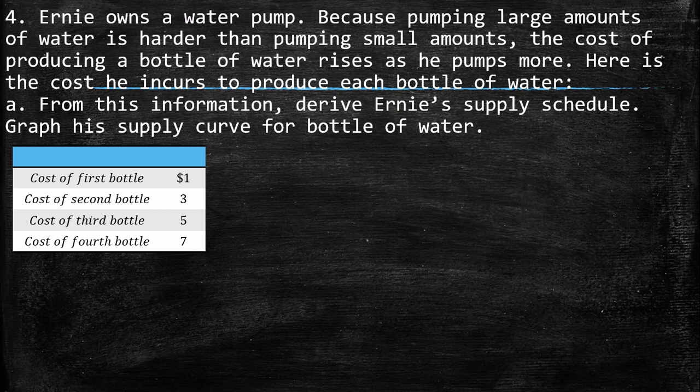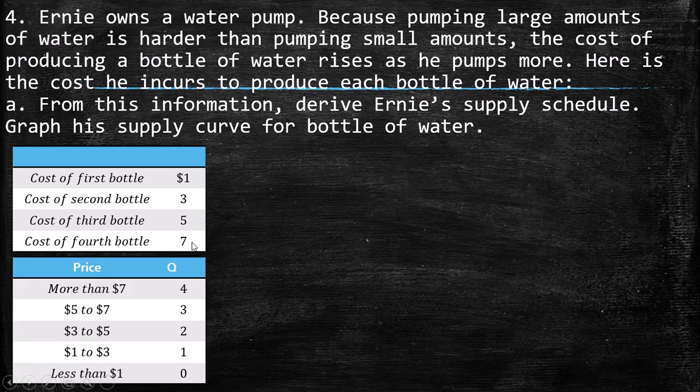What is the cost of Ernie? So we have here the cost of the water is just 1, but the cost of the second bottle is 3, and it goes up as you produce more until the fourth bottle, which is 7. So the supply schedule is given by this.